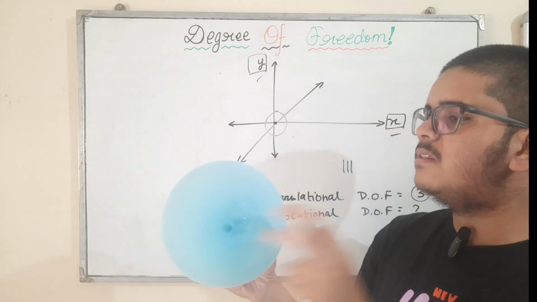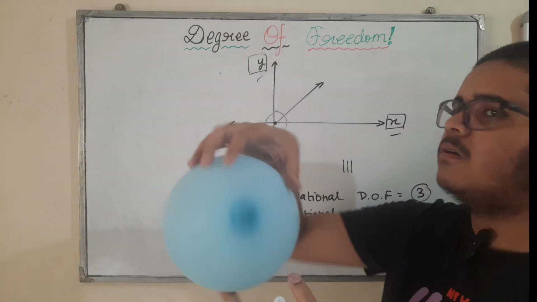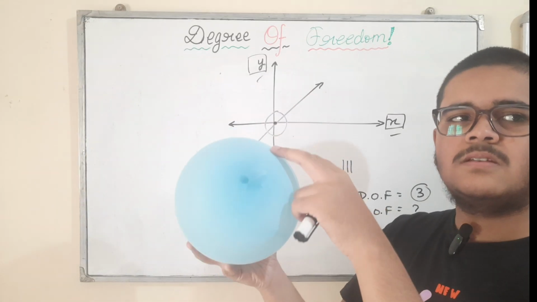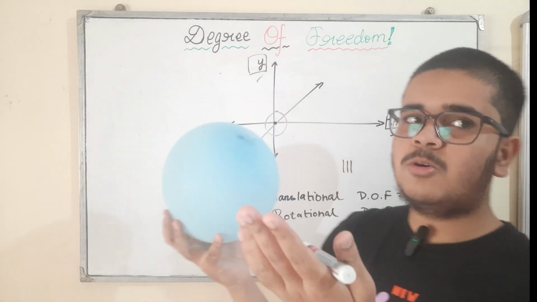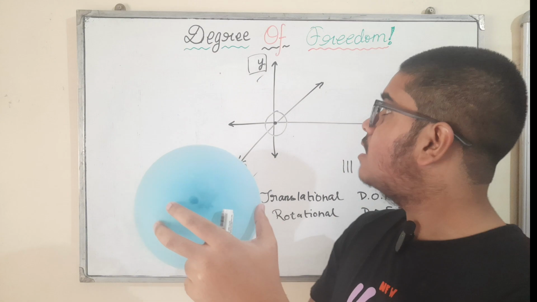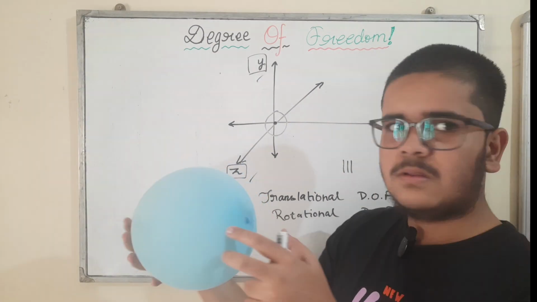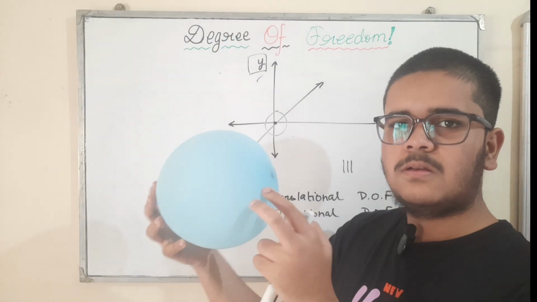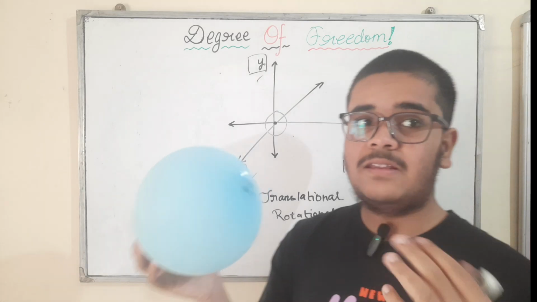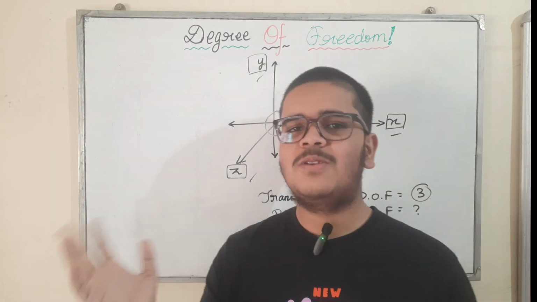Okay, let's rotate it about the x-axis. The x-axis passing like this. Are there any perceivable rotations? It's all spherical from all sides, so there are no perceivable rotations. Now let's rotate it about the y-axis. I don't think that there are any perceivable rotations. Therefore, all the perceivable rotations are 0.